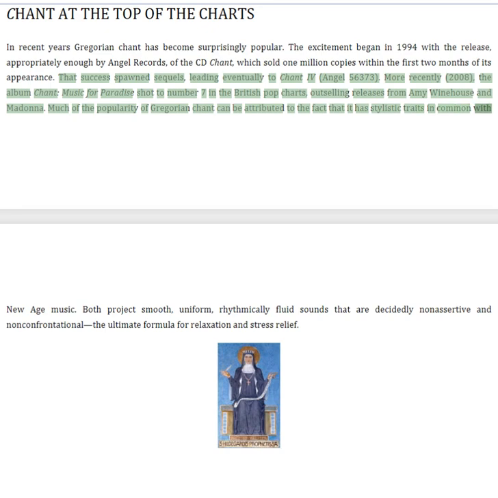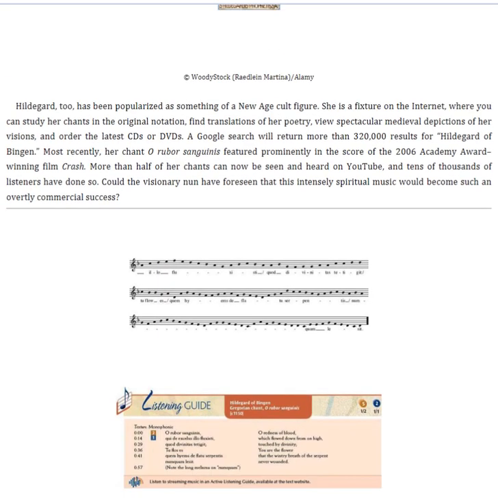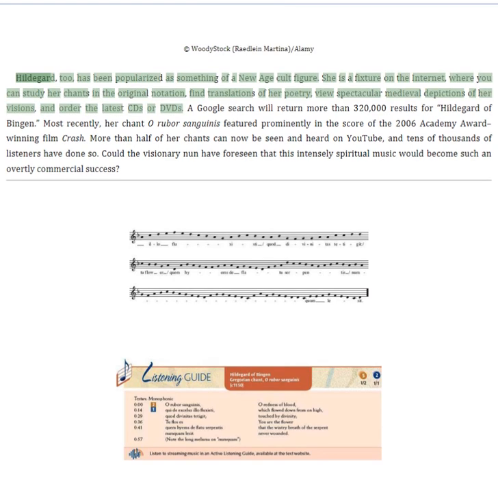Much of the popularity of Gregorian chant can be attributed to the fact that it has stylistic traits in common with New Age music. Both project smooth, uniform, rhythmically fluid sounds that are decidedly non-assertive and non-confrontational, the ultimate formula for relaxation and stress relief. Hildegard, too, has been popularized as something of a New Age cult figure.